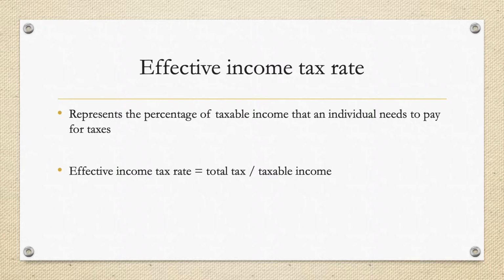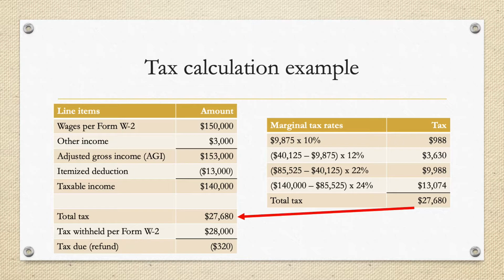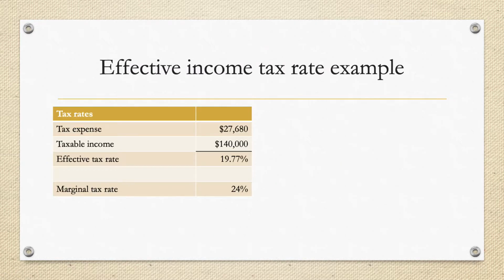This represents the percentage of taxable income that an individual actually needs to pay. The formula is very straightforward. It's just the total tax divided by the total taxable income. If we go back to the previous slide, we can see that our taxable income is $140,000 and our total tax is $27,680. And if we divide one by the other, that will give us an effective tax rate of 19.77%.